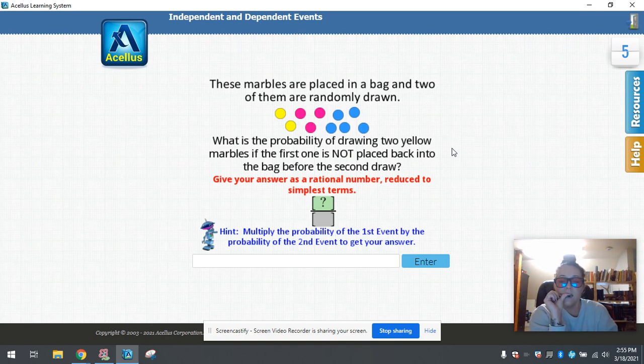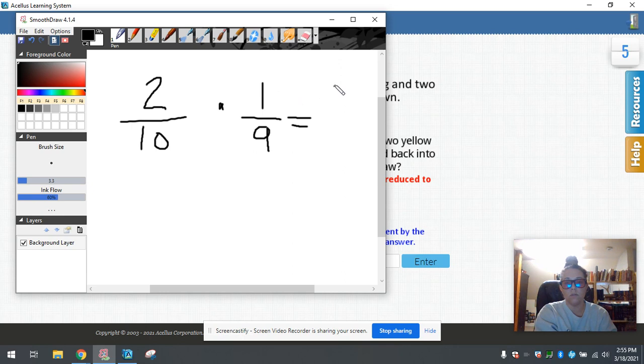Okay, I set up my problem. Give your answer as a rational number. Hint, multiply the probability of the first event by the probability of the second event. Okay, so I go 2 times 1 is 2. Multiplying fractions, multiply straight across. Over 10 times 9 is 90.